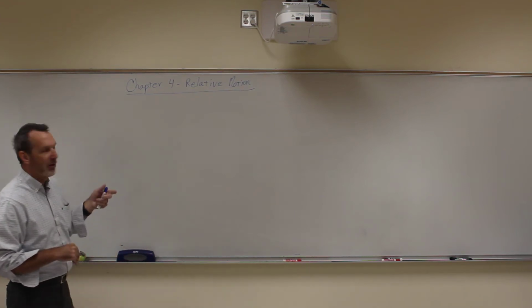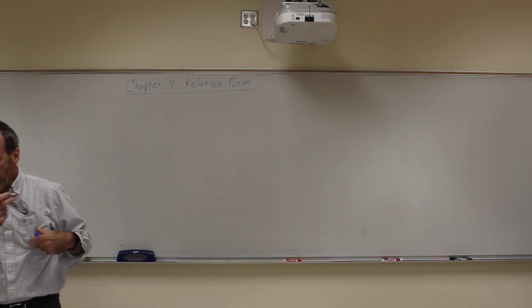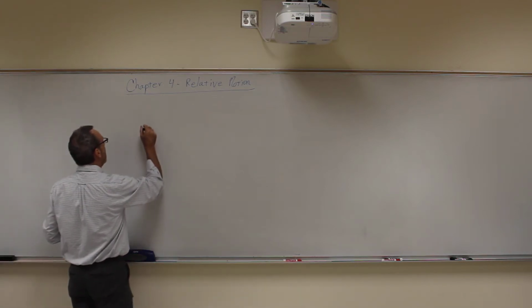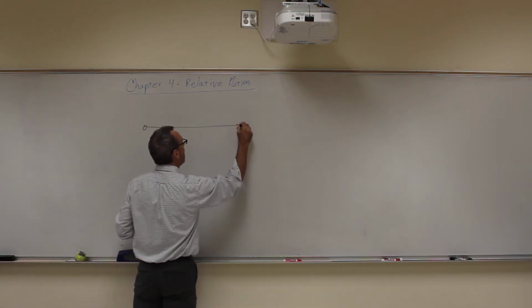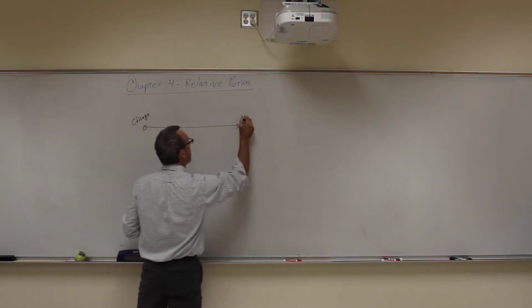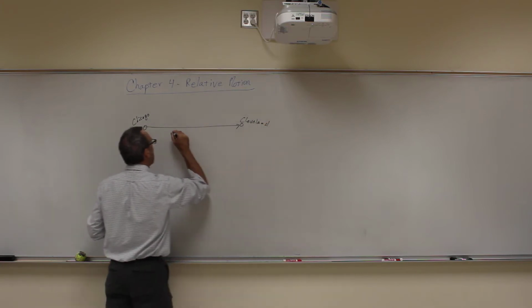All right, let's talk about relative motion. So I'm going to do an example here. This is an example out of the book. It says you want to fly to Cleveland, which is 300 miles away from Chicago. So we're flying from Chicago to Cleveland. Chicago, Cleveland. And it's 300 miles.